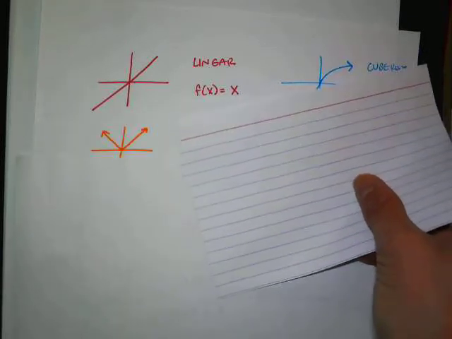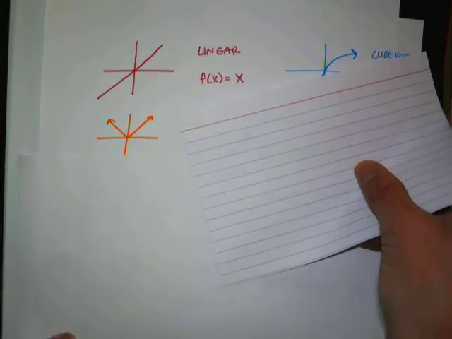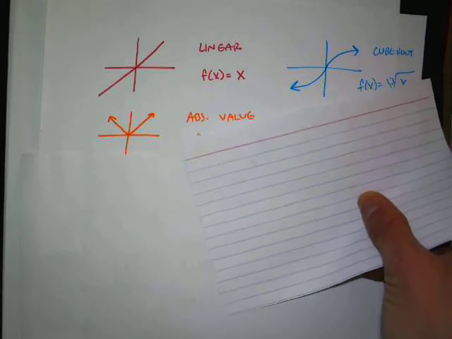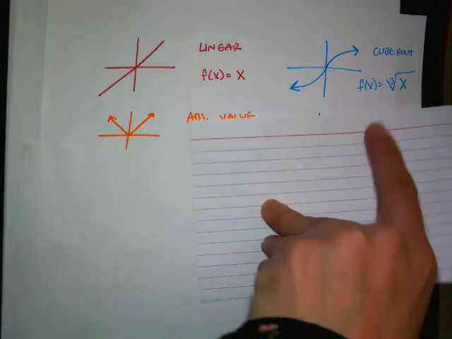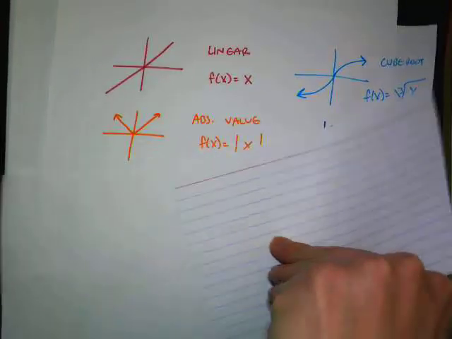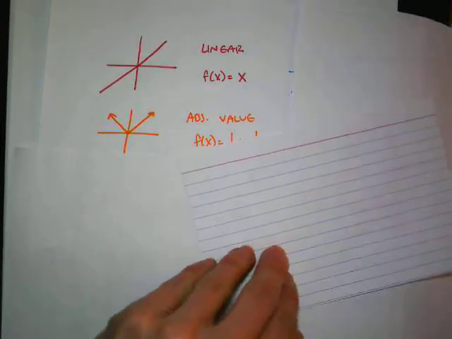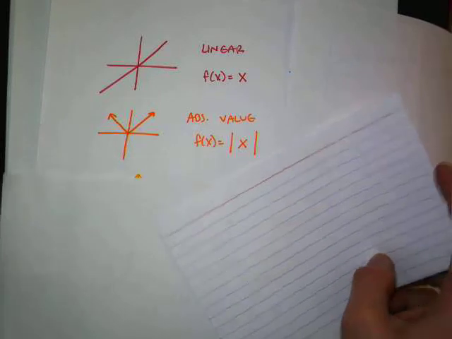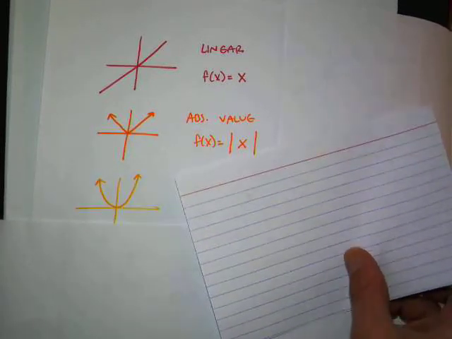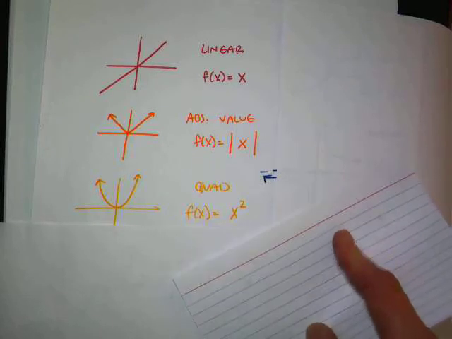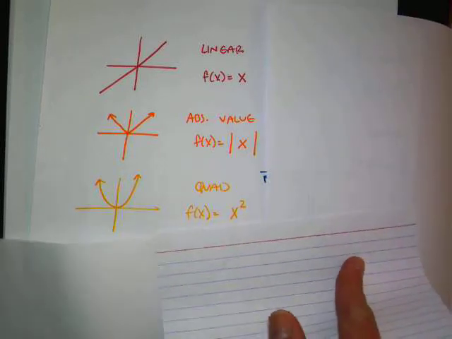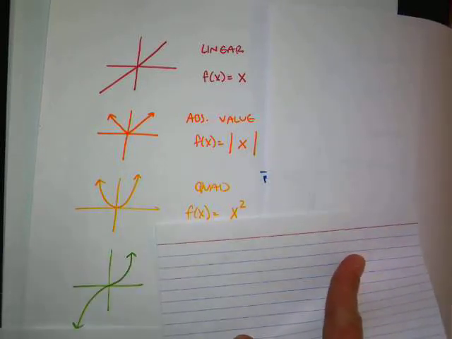All right, next one. Which one is this? Absolute value. And what's the function notation for an absolute value? All right. What about that one? Quadratic. And what's the function notation? X squared.